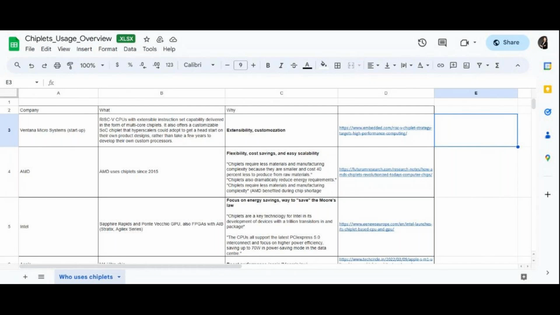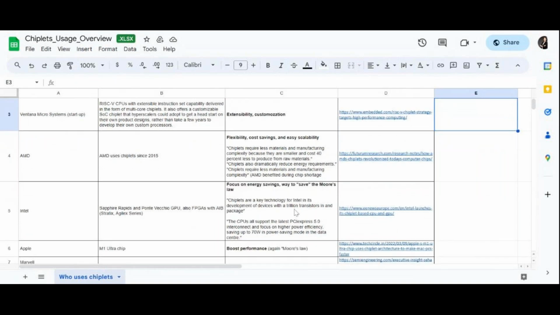And I've been trying to dig into this a little bit yesterday. I think the reason why they are cheaper is that you can use a smaller piece of silicon to produce chiplets, so you do not require a large piece of silicon. Chiplets also dramatically reduce energy requirements. Chiplets require less materials and manufacturing complexity. With manufacturing complexity, this is a no-brainer because, of course, to produce smaller chiplets, you require less manufacturing complexity. Some of the things I cannot fully explain to myself, but maybe we can have a discussion on those.